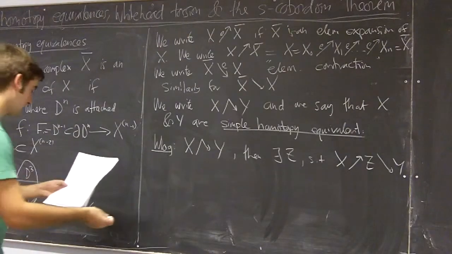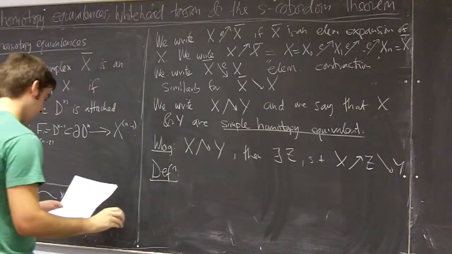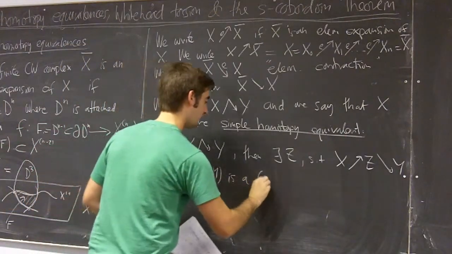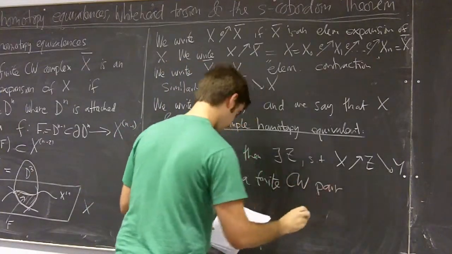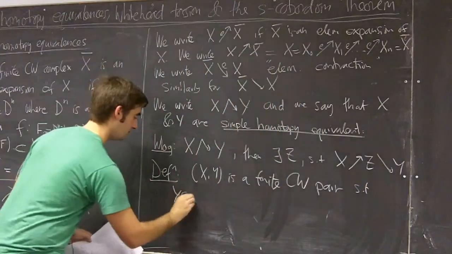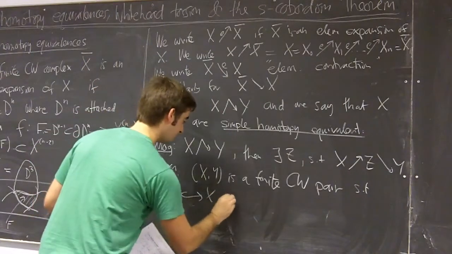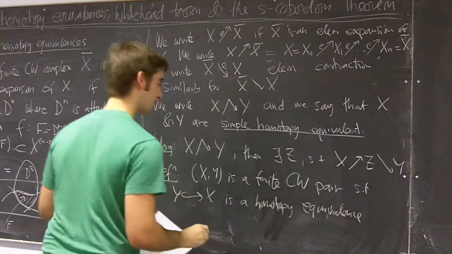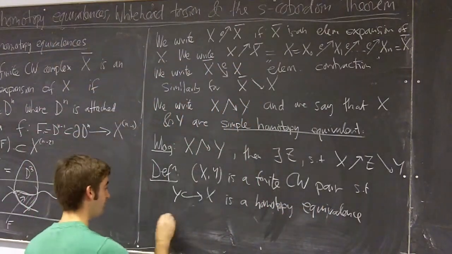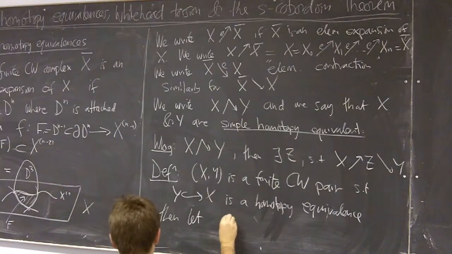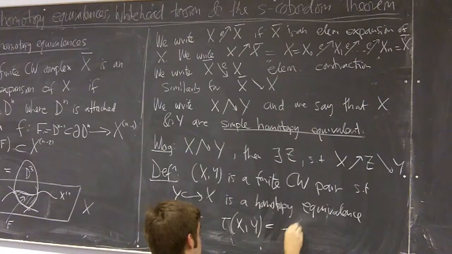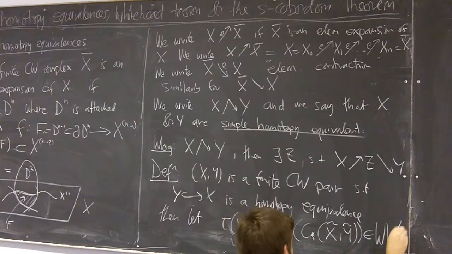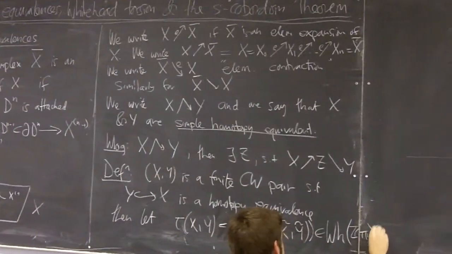So let's define the torsion. Well, this is much the same as we've already said. We say if X and Y is a finite CW pair, such that Y includes into X as a homotopy equivalence, then we define the torsion of this pair to be the torsion of the relative chain complex of the universal covers. And this is in the Whitehead group, Z pi 1 of Y.